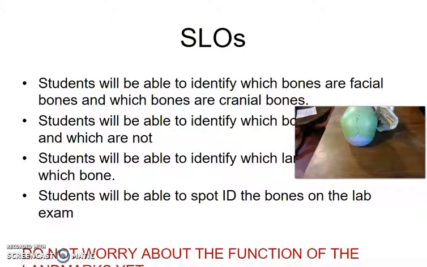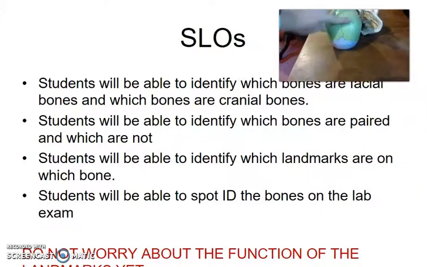So we're going to start by looking at the cranial bones, and you'll be able to tell me which bones are in the cranium, which bones are facial. You will be able to tell me which bones are paired, which bones are not paired. What do I mean by this? Well, we have two occipital bones over here. Those would be paired bones. You will be able to identify which landmarks are on which bones, and you'll be able to spot ID bones in the lab. I'm going to give you the functions of the landmark because in my mind I have to tell you why you have to learn this, but we're not worrying about the functions yet.